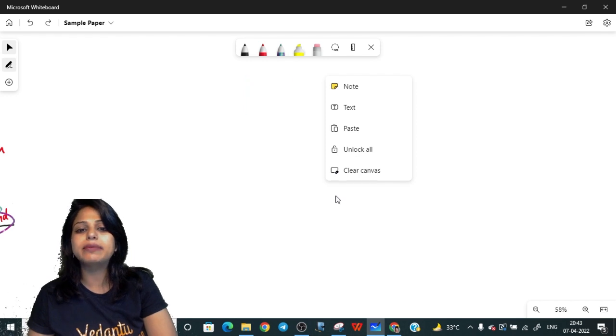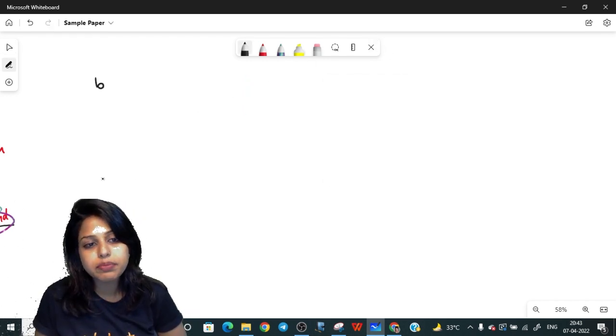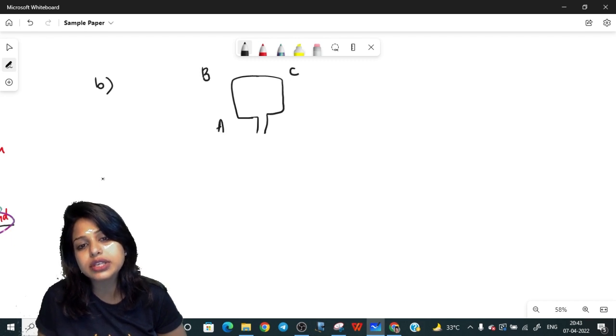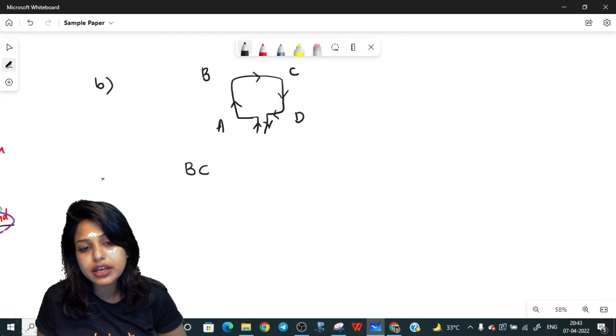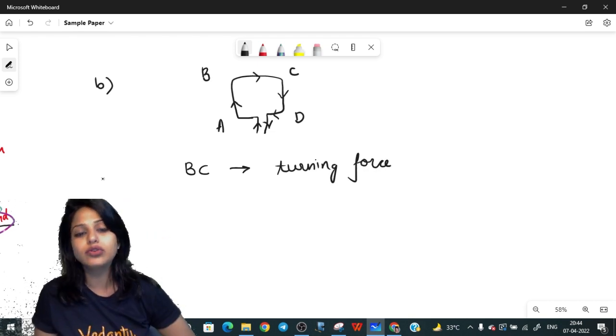So ideally, let's get from here. The second part, or the B part, is saying that if your coil shape is like this, this is your A, this is your B, this is your C, this is your D, and the current is entering here, moving like this and exiting here. Why does arm BC not contribute to the turning force? There is not any case where BC is actually getting into the turning force.